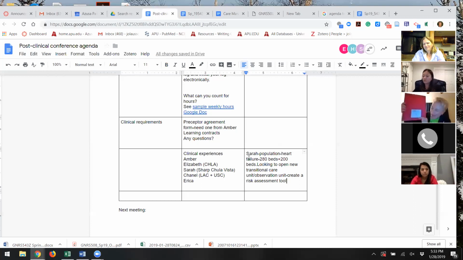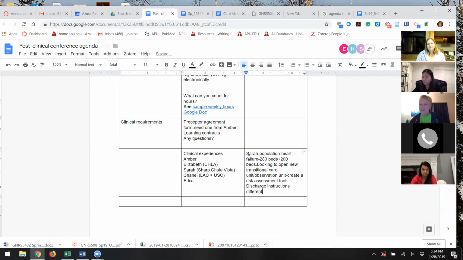They all have these packets, all the same looking packet, but when you actually open it up, the information in there is not the same floor to floor. So if a patient is readmitted and goes to a different floor, they get different discharge instructions every single time, which definitely is not going to help the patient long term. They're going to be confused. So it's an interesting project for sure.